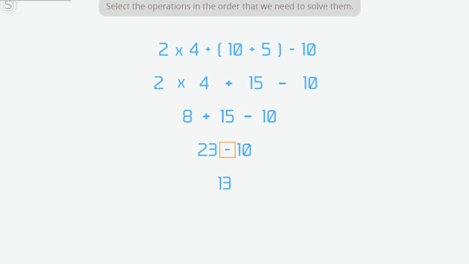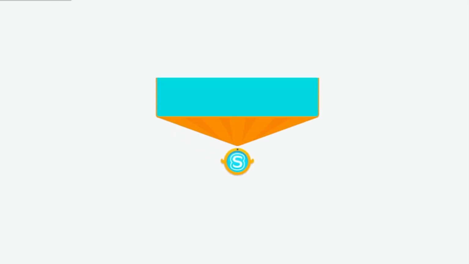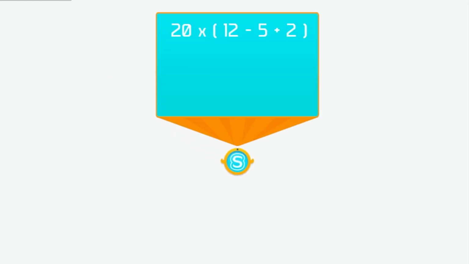Very good! The result is 13. You should know that. Sometimes we can find a combined operation within a set of parentheses. In this case, you have to solve all the operations within the parentheses before you can continue.